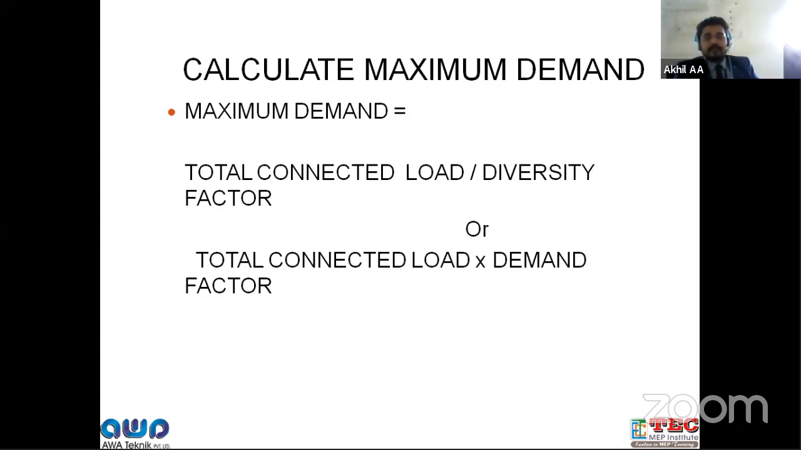You will not design the transformer or the main incomer cables according to the total connected load, because the total connected load is all the connected load that is allocated in the building. You will not use all the load at a time. That is why we are calculating the maximum demand. The diversity factor will be between 1 and 2. You can't take a diversity factor of more than 2. If you assume the diversity factor is 1.5, you have to divide the total connected load by that value and you will get the maximum demand. Either you can divide it by the diversity factor, or you can multiply it by the demand factor.